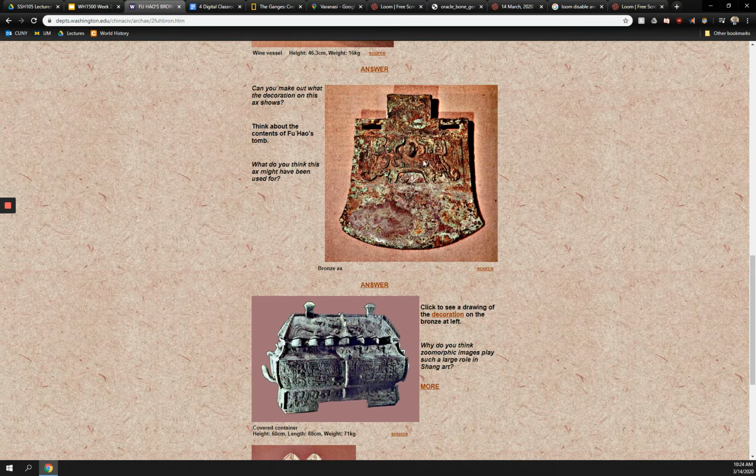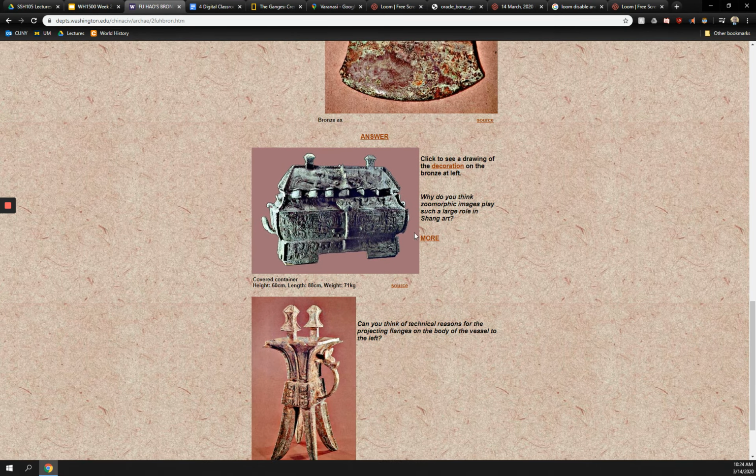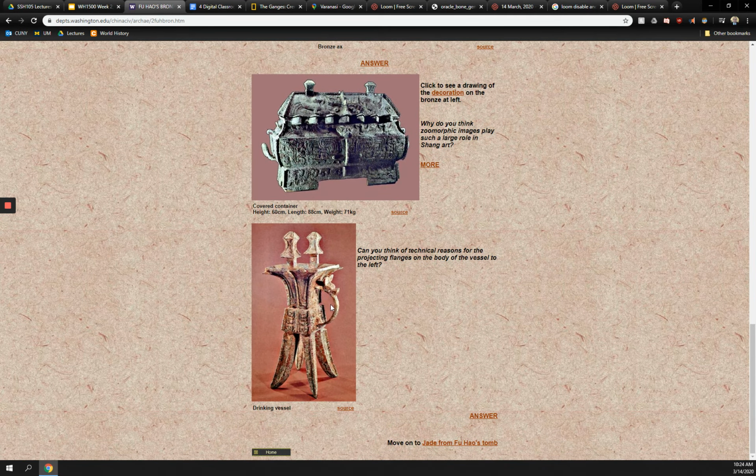And here's a bronze axe, a container, a drinking vessel. And these bronze vessels are very common. If you want to learn about these bronze vessels, a bronze vessel would be a good object for your object paper. You can just Google Chinese bronze vessels and you will get so many results, I promise.